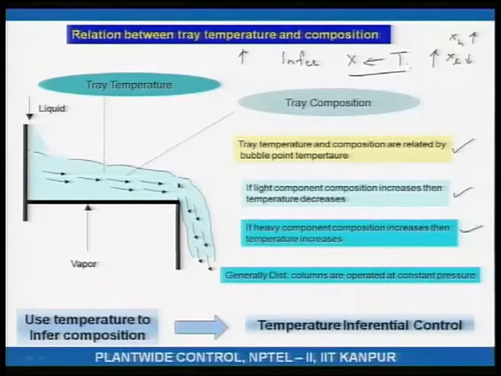So, in a sense, what we are doing is we are using tray temperature to infer composition, or to infer what is going to happen to my product purity. And based on those tray temperature measurements, I adjust my reflux and reboil. Notice that tray temperature is a very robust measurement. It is cheap. Thermocouples and RTDs do not cost much. They can withstand hostile environments or hostile samples, corrosive samples. You can handle hostile environments pretty okay.